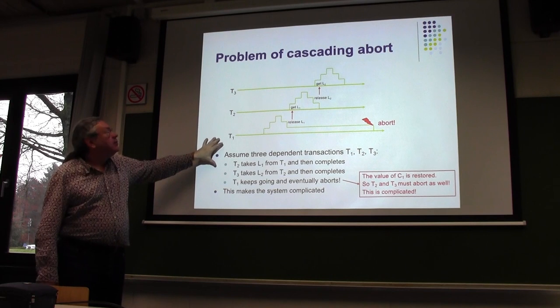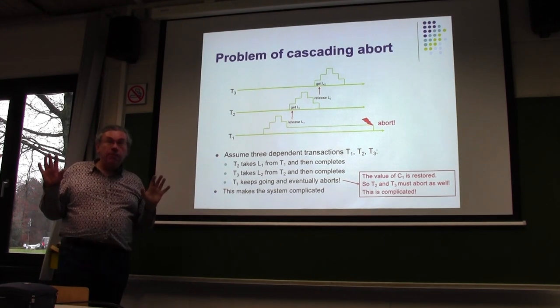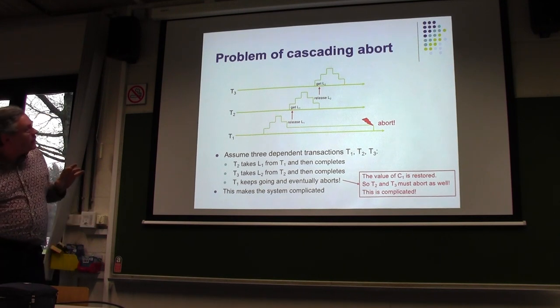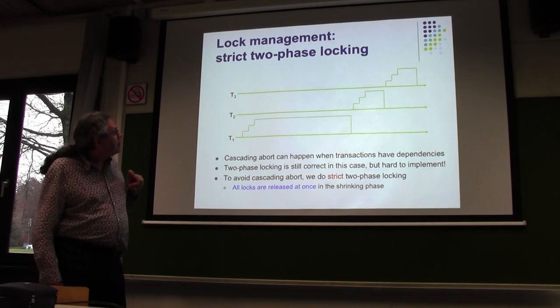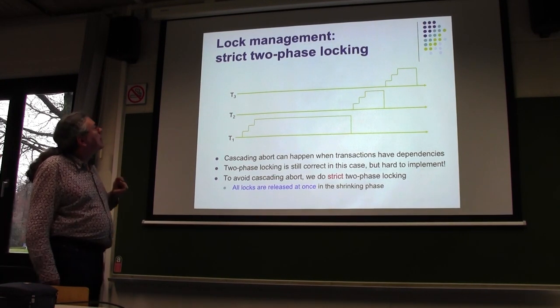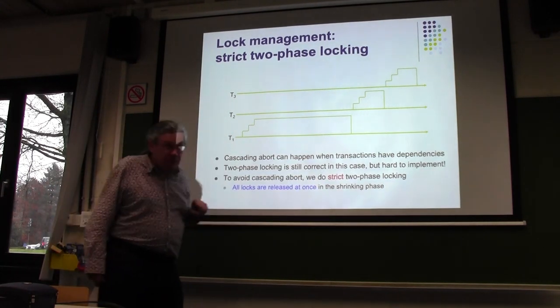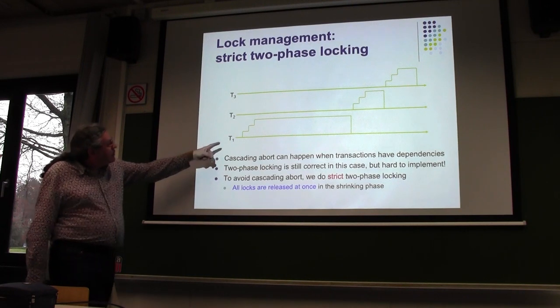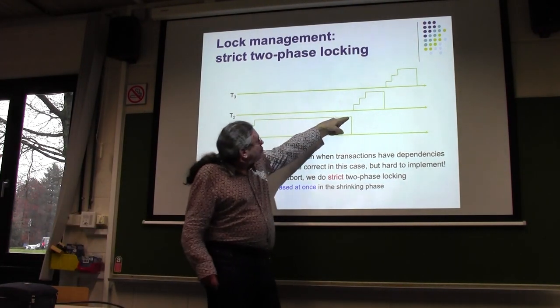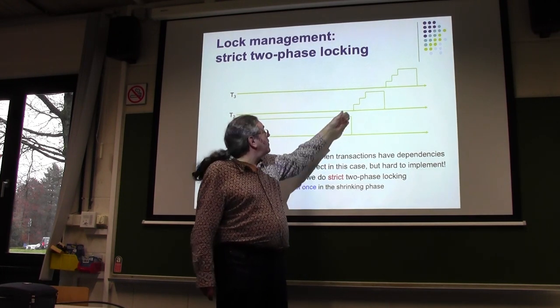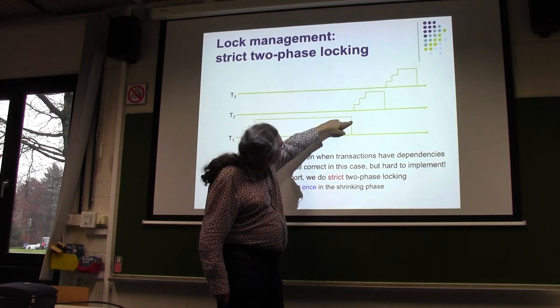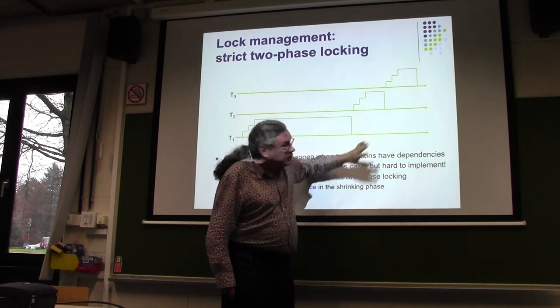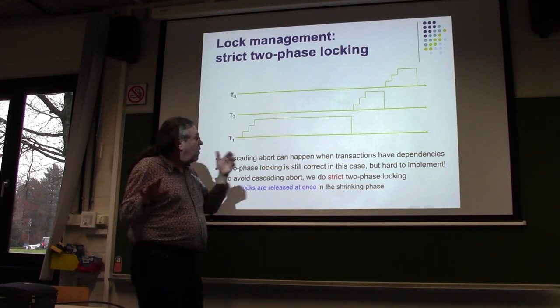Okay, so remember this is not an error. Cascading abort is perfectly okay. It's just something that's undesirable and causes complexity in the implementation. So usually what happens is we change a little bit the two-phase locking so the cascading abort doesn't happen. And the change is called strict two-phase locking. What that means is that there's still a growing phase, but there's no longer a shrinking phase. All the locks are released at the same time. That means the dependencies are not possible. If I release all the locks at once, one transaction using the lock and then another going after it cannot happen anymore.